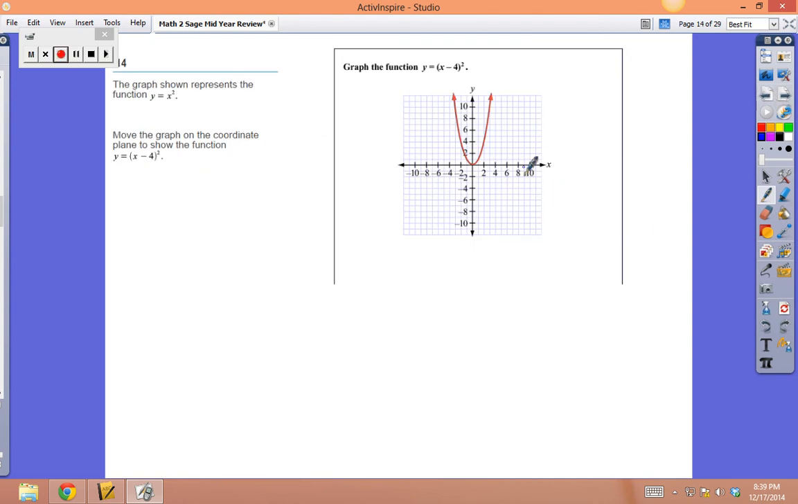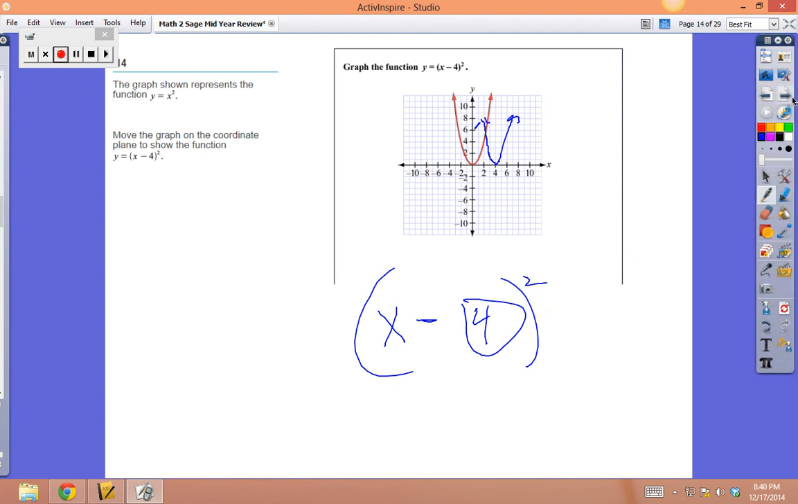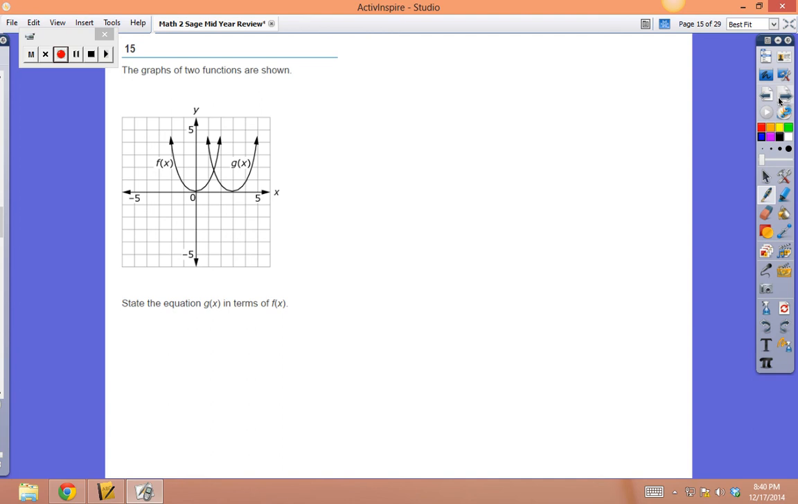Okay, same thing. If you've got x minus 4, okay, now we're in business because the minus is there. So don't look at the minus, you're looking at the 4, and the 4 is actually positive. So you need to take this and shift it to the right 4 units.